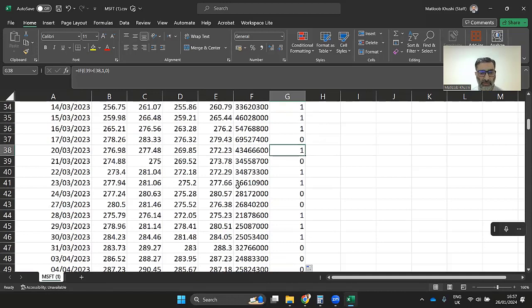So you can double check a couple of other locations. This one, 272, is higher than this one. So you got 275 is higher than 272. So yeah, you got 1 here. Just check one entry for the 0. You do 269.52, which is lower than 269.85. So yeah, we now got it right.